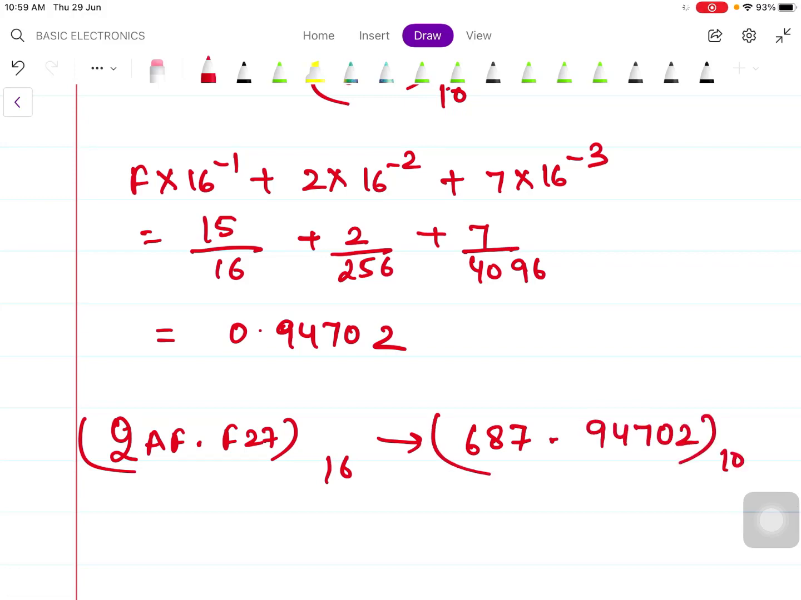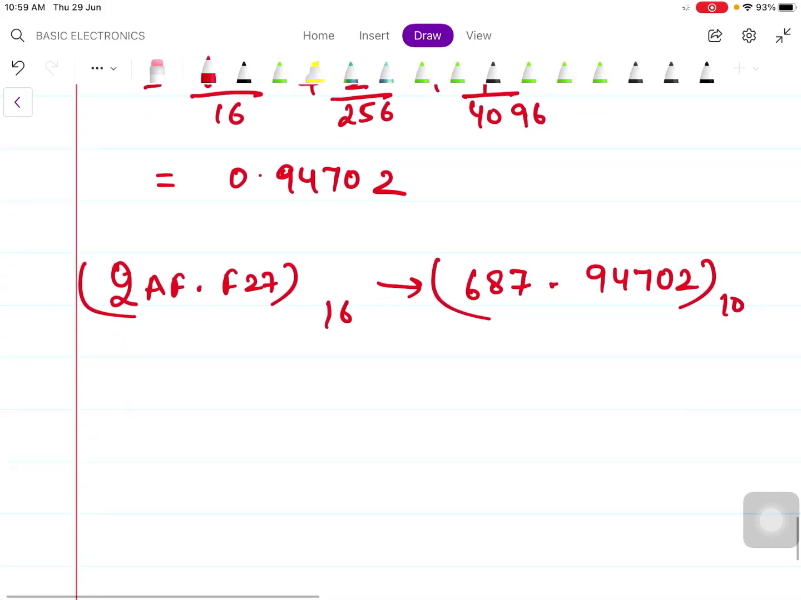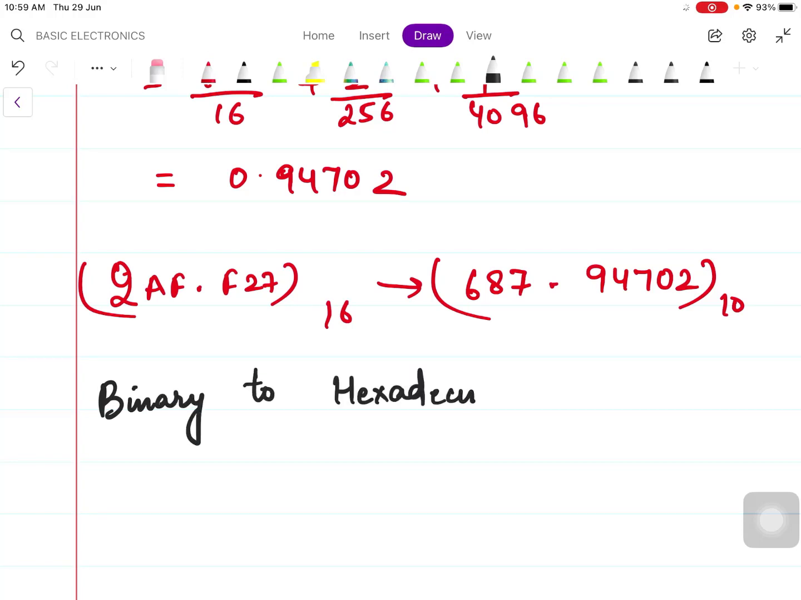So this is how we converted hexadecimal to decimal number system. Now let's move on to another conversion, that is binary to hexadecimal. Now here we do not have decimal number system on either side. Therefore, we have to remember the method separately for this case, which is very simple.